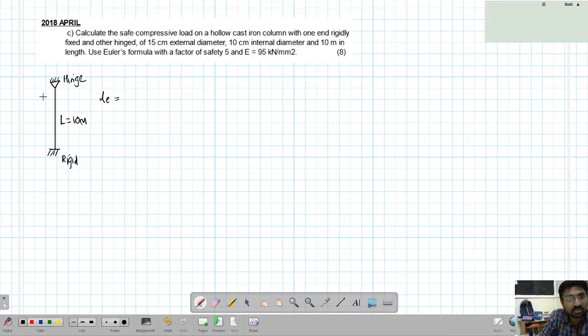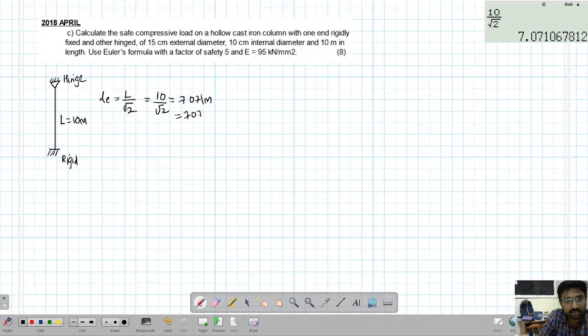Once you get the length of the column and the boundary conditions, you have to write the effective length. For one end fixed and the other end hinged, the effective length is the original length upon root 2. So L upon root 2 is 10 upon root 2, which is 5 root 2, or 7.071 meters, or 7071 millimeters. This is the effective length of the column.